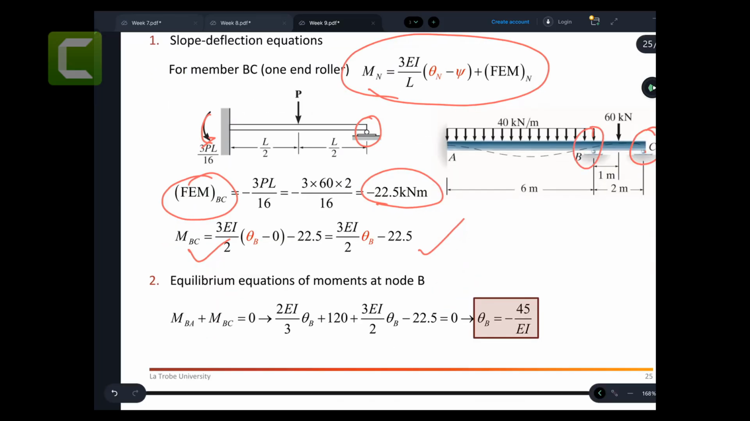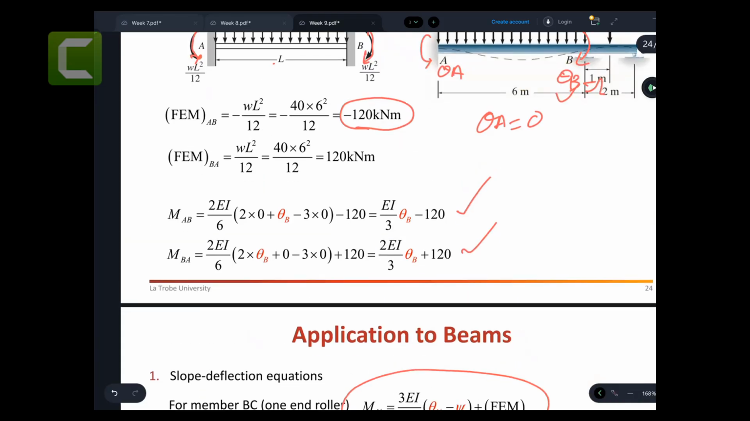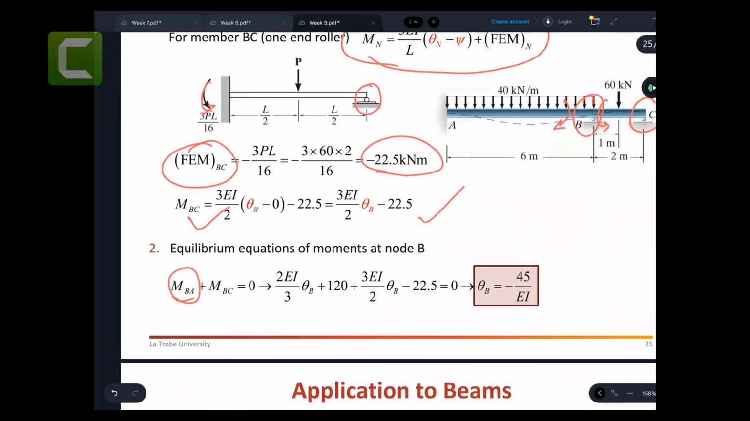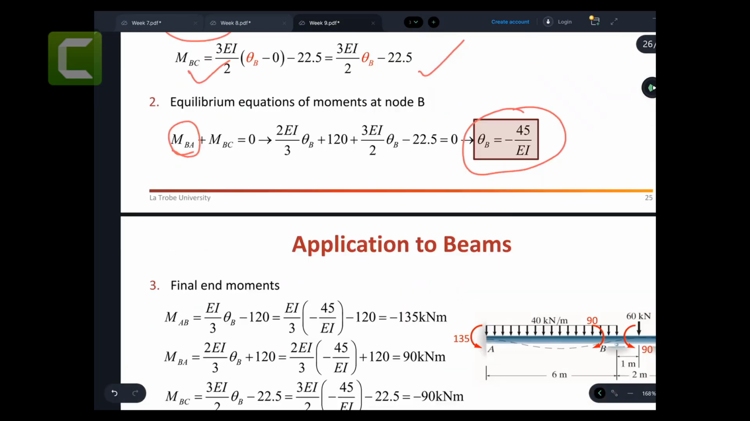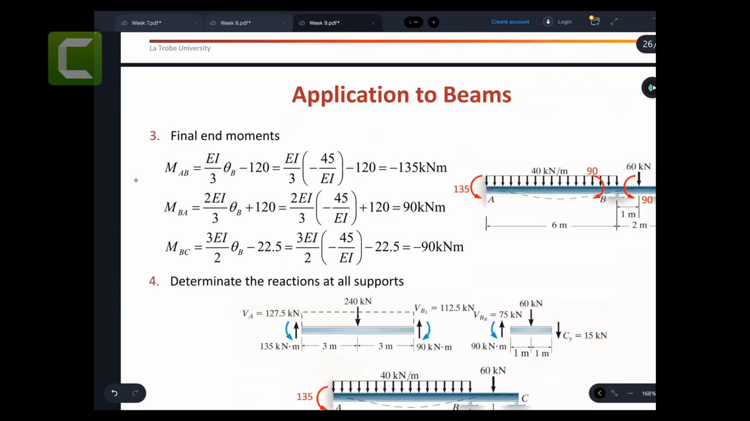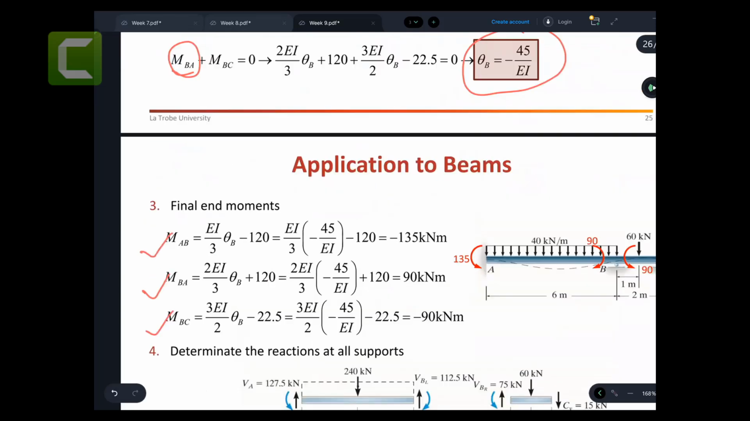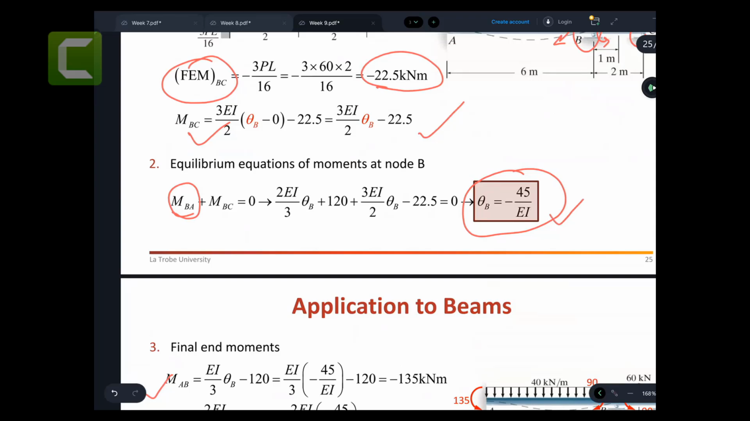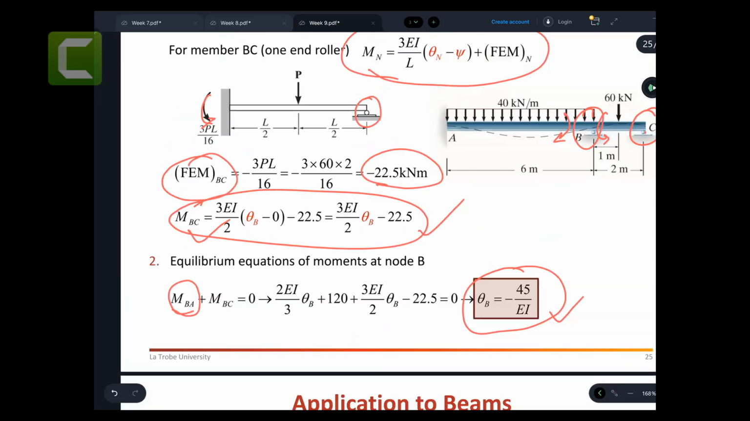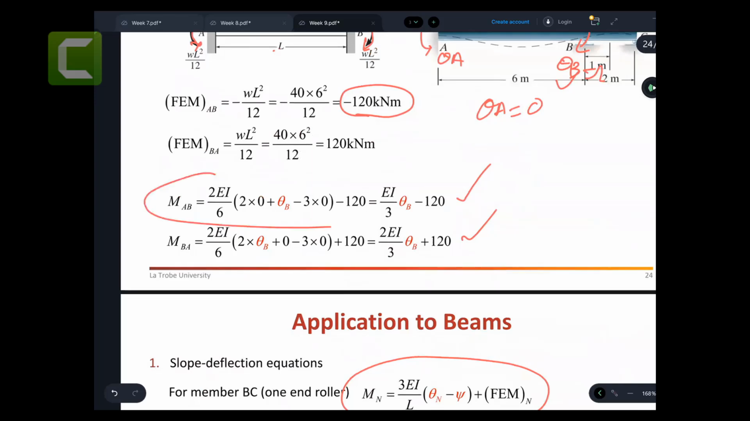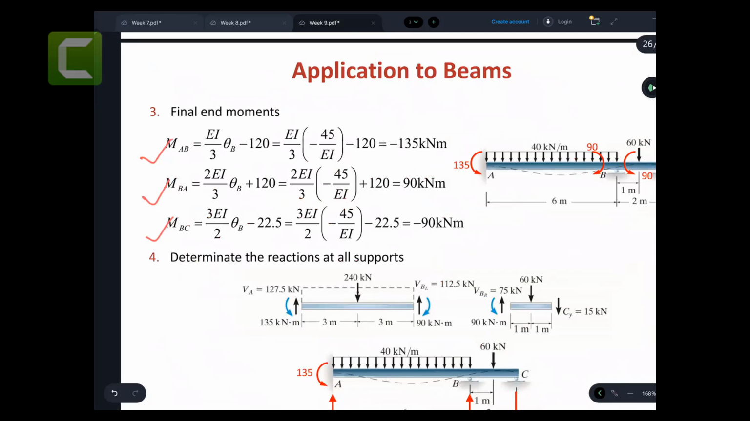Then you can use the equilibrium: MBA plus MBC equals 0. Substitute the values, you calculate MBA and MBC, and you find the unknown rotation theta B. Once you find the unknown rotation theta B, you substitute it back into these equations to calculate the end moments. So you can calculate MAB, MBA, and MBC.